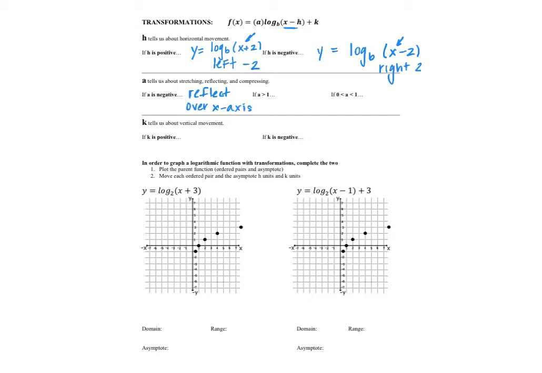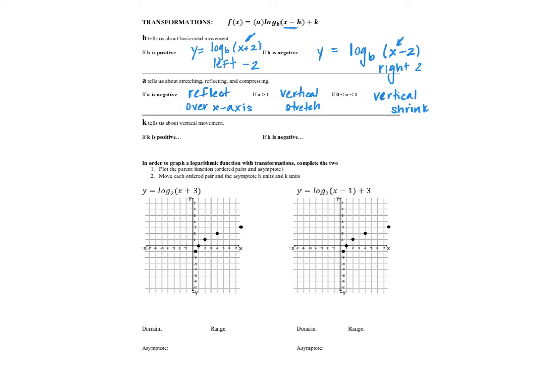If A is greater than 1, then that means you're going to have a vertical stretch. And if it's between 0 and -1, then that means you're going to have a vertical shrink. So again, that A value is always talking about the size. Are you stretching it? Are you shrinking it? Or are you reflecting it?